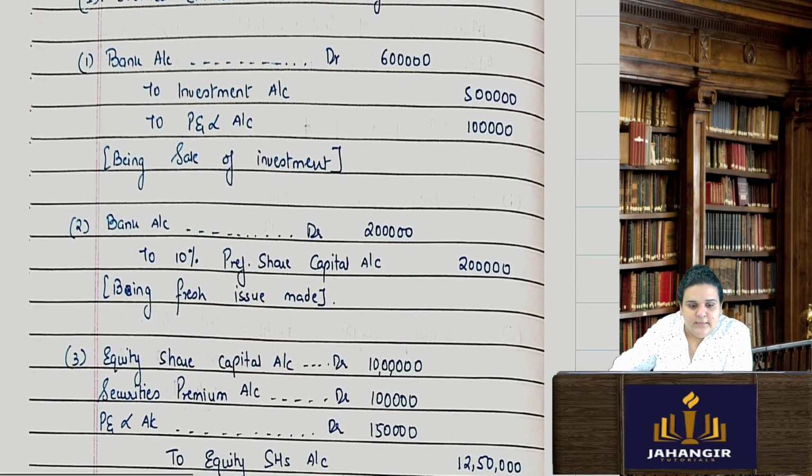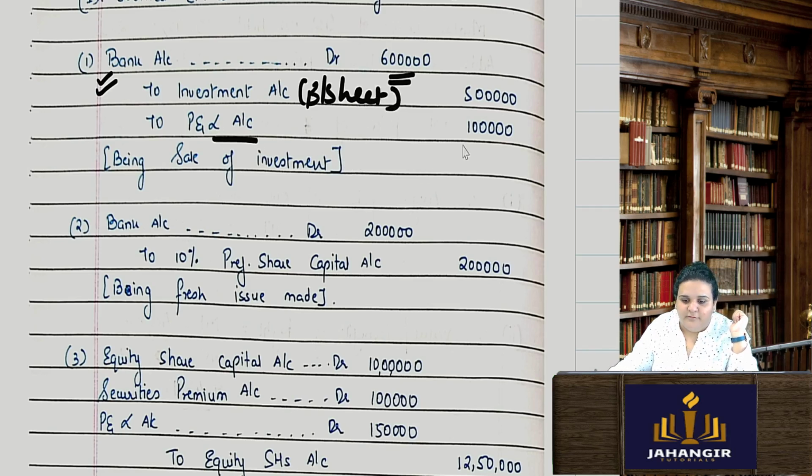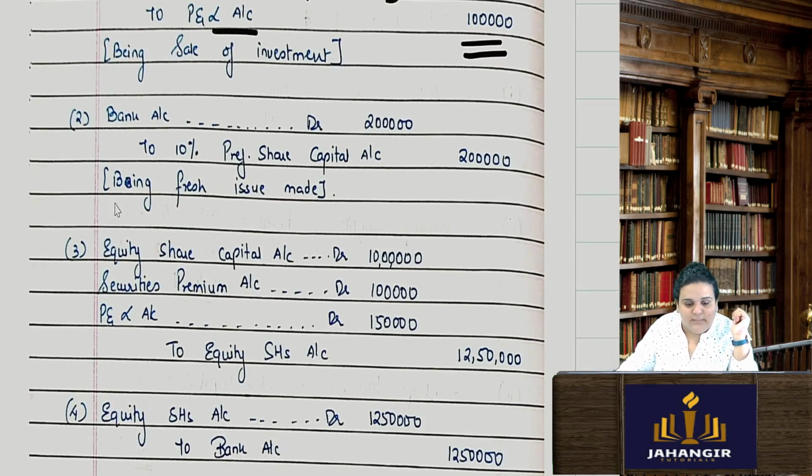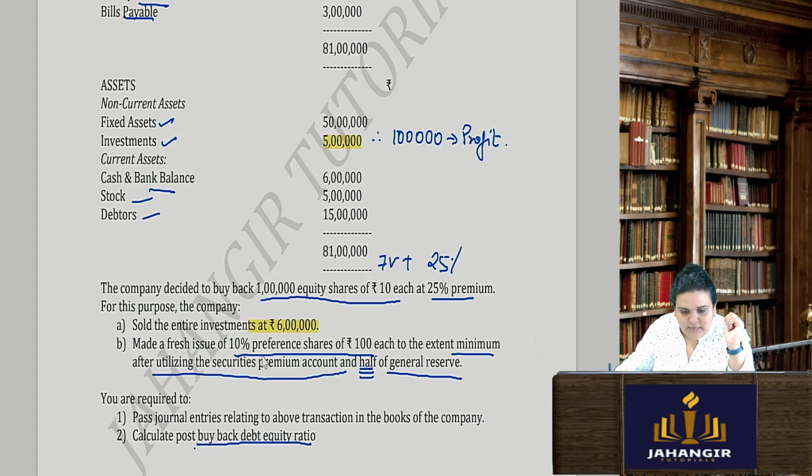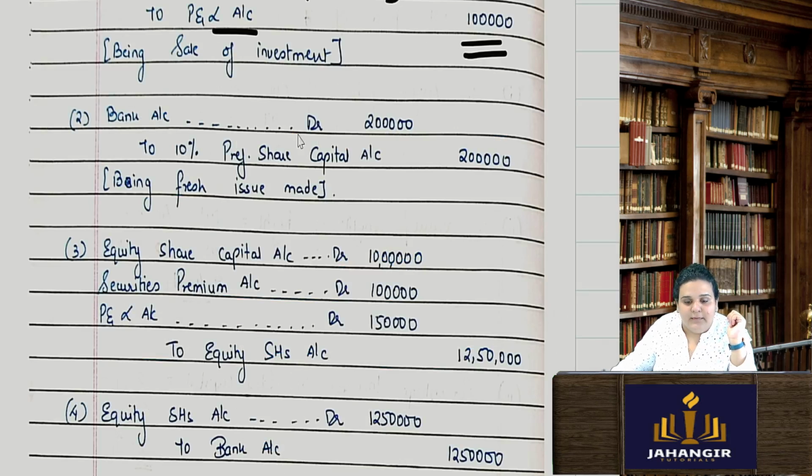So journal entry, the first one is for the sale of investment. Bank account debit, I am going to get 6 lakhs. Value of investment in the balance sheet is only 5 lakhs. Therefore, this is profit on sale of investment 1 lakh rupees. Fresh issue of preference shares. What is the name of the preference shares? 10% preference shares. Okay. So bank account debit to 10% preference share capital account. 2000 shares into 100. Okay. 2 lakh rupees being fresh issue made.